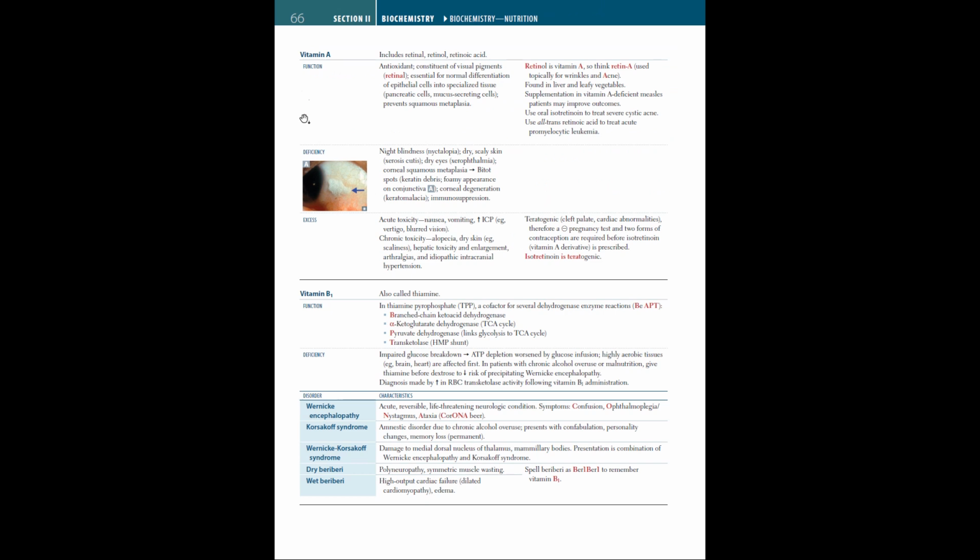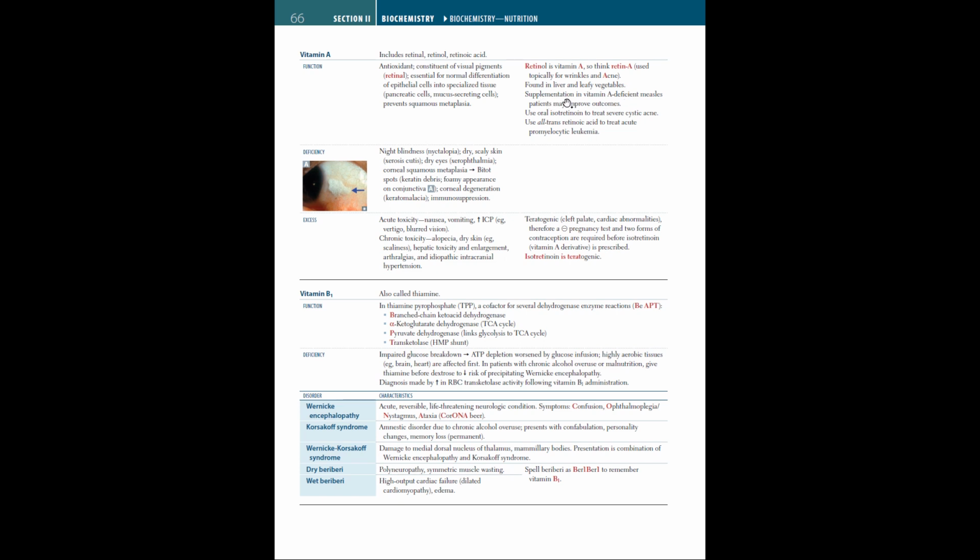So now we'll dive deeper into vitamin A and vitamin B1. Vitamin A includes retinol and retinoic acid, and its function is as an antioxidant. Also, it's a constituent of visual pigments in the retina, essential for normal differentiation of epithelial cells into specialized tissue, pancreatic cells and mucus-secreting cells, and this prevents squamous metaplasia. Now, retinol is vitamin A, so think Retin-A, which is a drug used topically for wrinkles and acne. Now, this is found in liver and leafy vegetables.